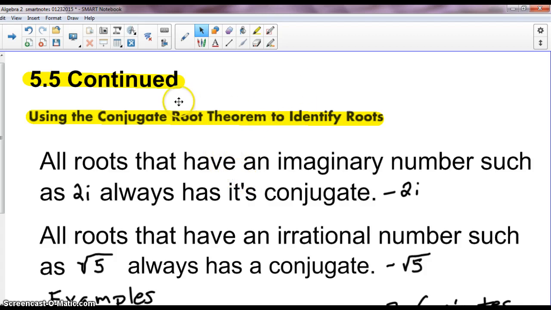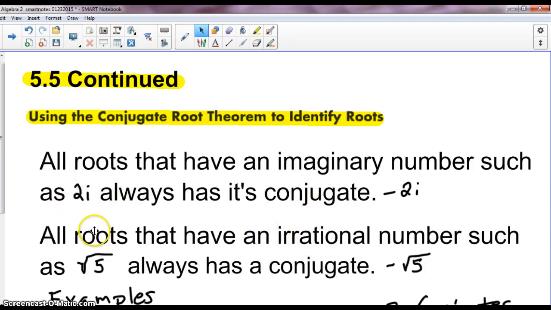We're going to be working on the last part of this section, which was centered around finding roots that were rational roots, looking at the first possible rational roots, then plugging them into the function to find the actual rational roots. But there's two other types of roots that we need to work with. One is imaginary and the other one is irrational. The nice thing about imaginary and irrational numbers is that they always come in pairs.